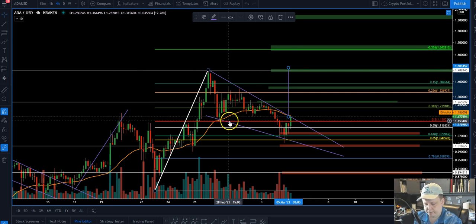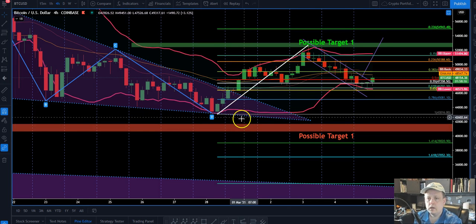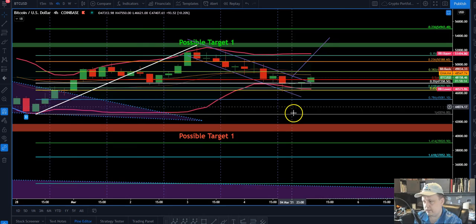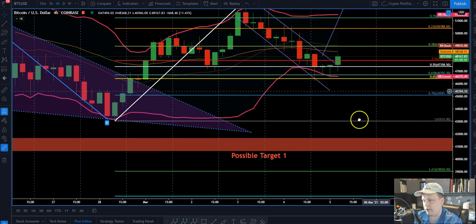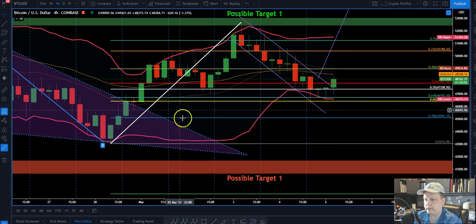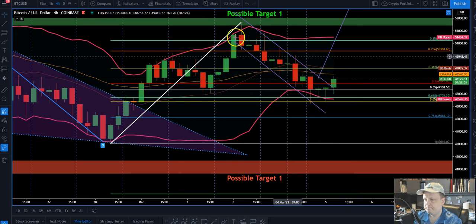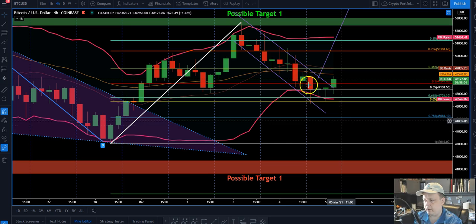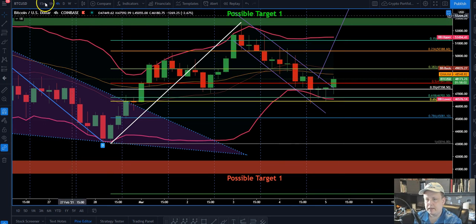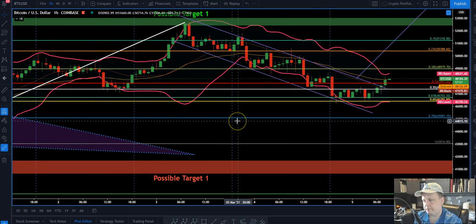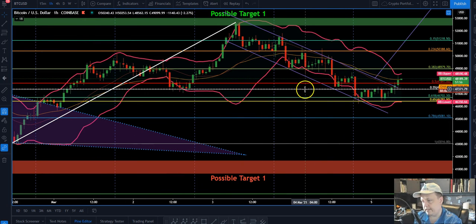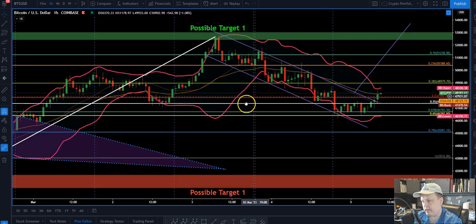All right, so next one, Bitcoin. It looks like we're on the 4-hour. Within the 4-hour, it seems to still be in the channel that we have here. If you drop down to a lower time frame, actually right now it looks like it might be breaking.